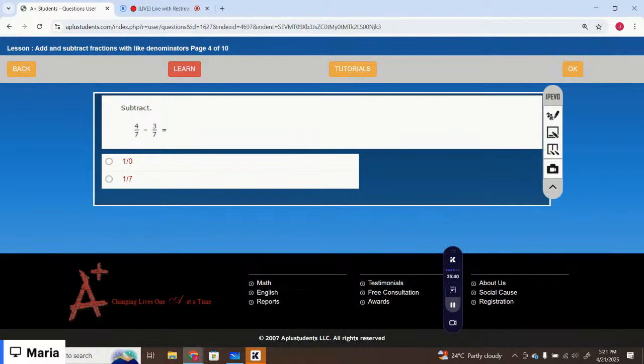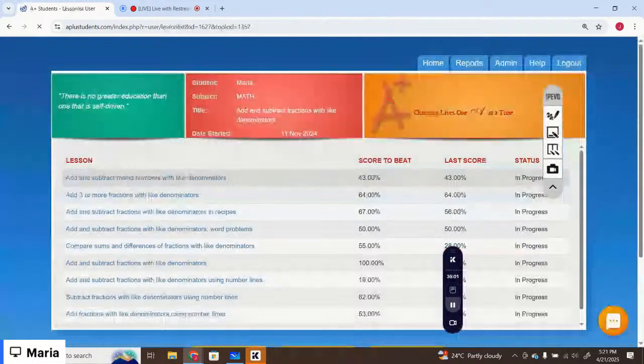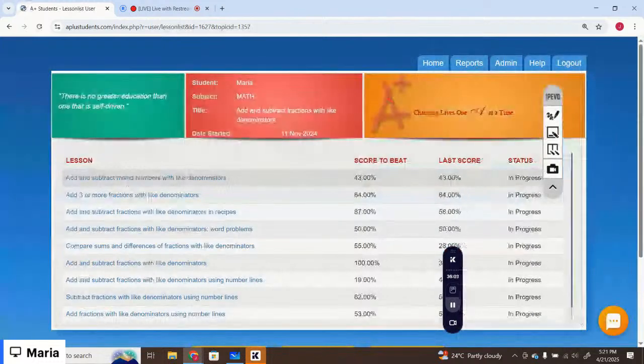1 by 7, option number 2 is the correct option. Okay, you can complete the lesson by yourself later today. Let me just move on to the next lesson. The next lesson is add and subtract fractions with like denominators using number lines.